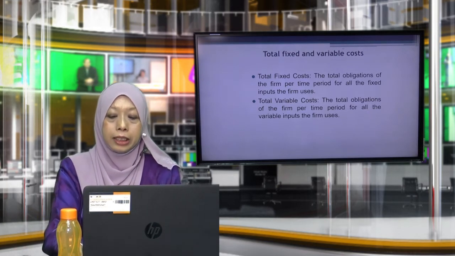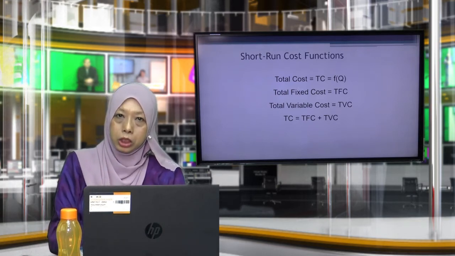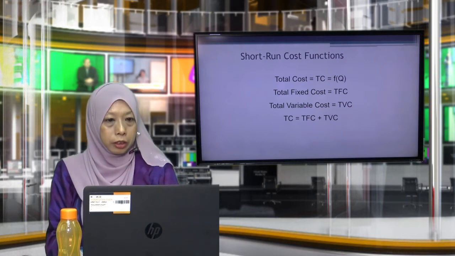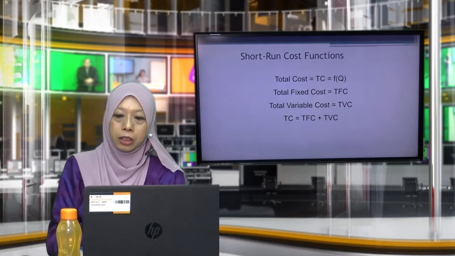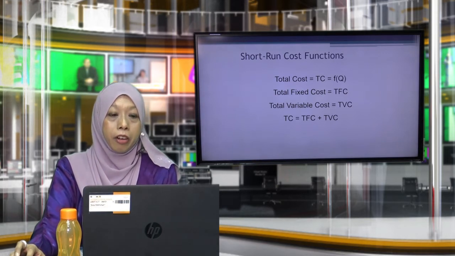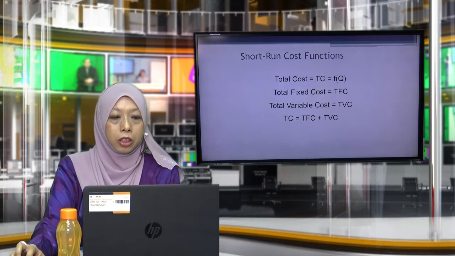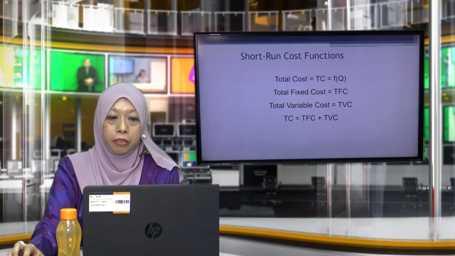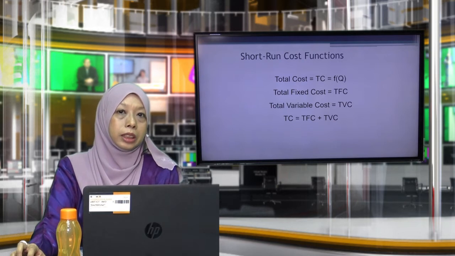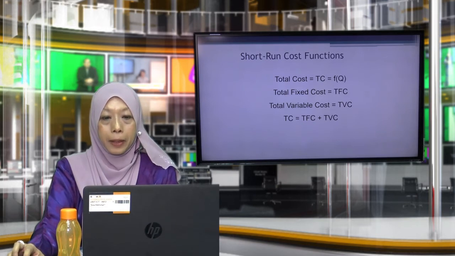So based on this explanation, we can conclude that in the short run, total cost comprises both total fixed cost and total variable cost. We can represent it in the form of a mathematical formula. Total cost is usually represented by TC, total fixed cost by TFC, and total variable cost by TVC. So the total cost that firms are going to incur in the short run is the sum of fixed cost plus variable cost.